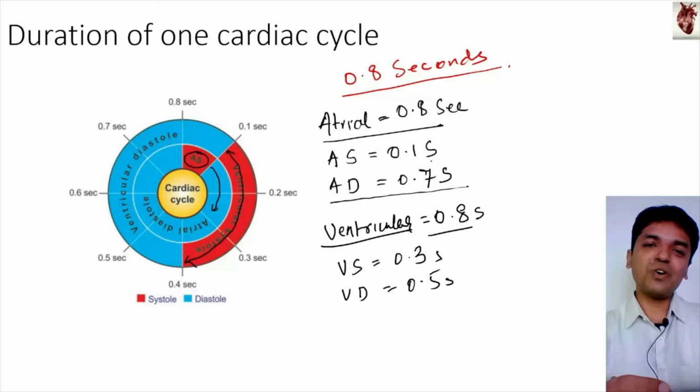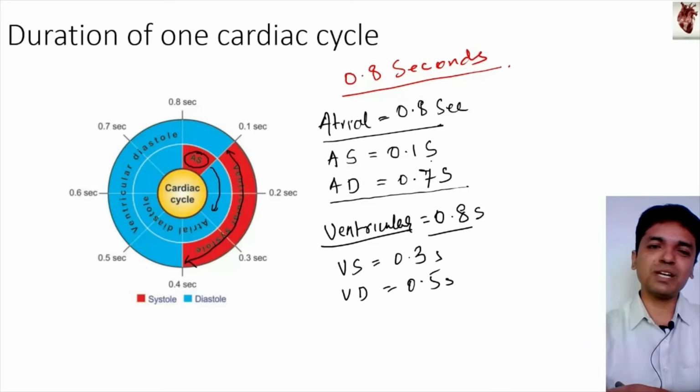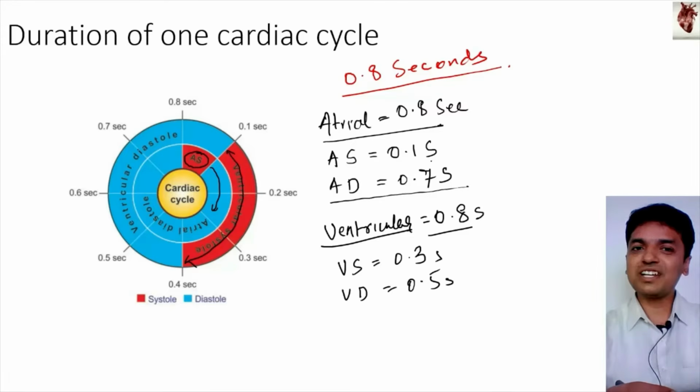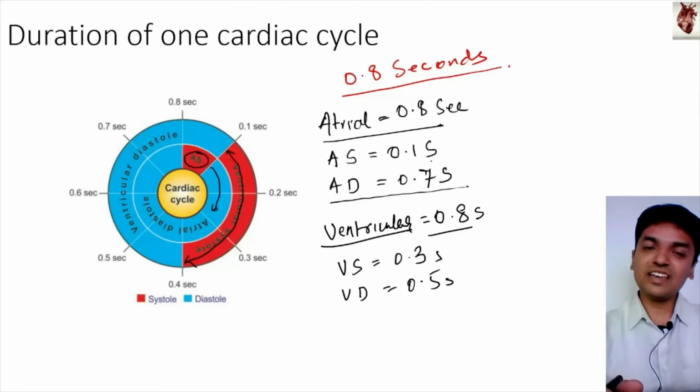We all know that the amount of blood which the ventricles pump out is called stroke volume if it is per beat, and it is called cardiac output if it is per minute. So which is going to suffer here? Ultimately the cardiac output is going to suffer. So this is the relationship of the duration of the cardiac cycle with the heart rate. The underlying point is that the duration of the cardiac cycle is inversely proportional to the heart rate. Heart rate increases, duration decreases. Heart rate decreases, the duration is going to increase.